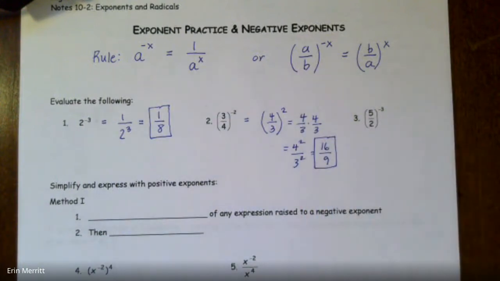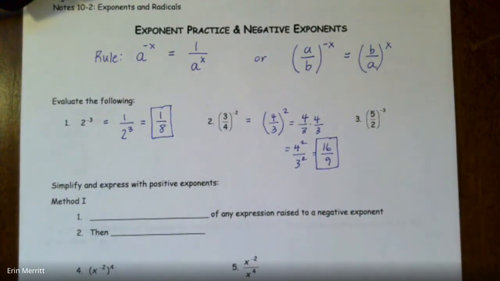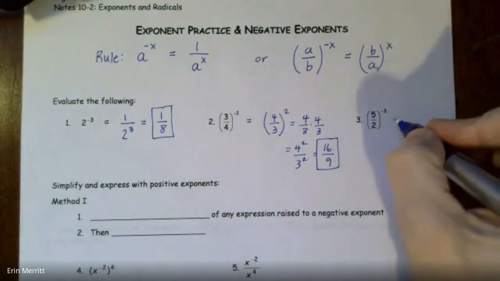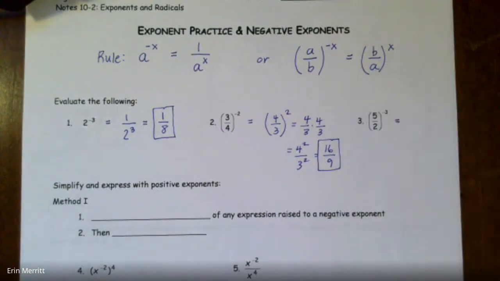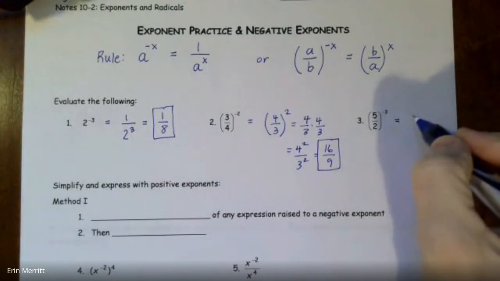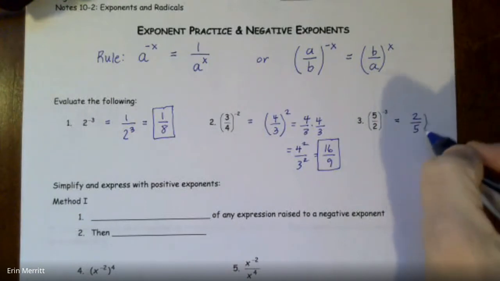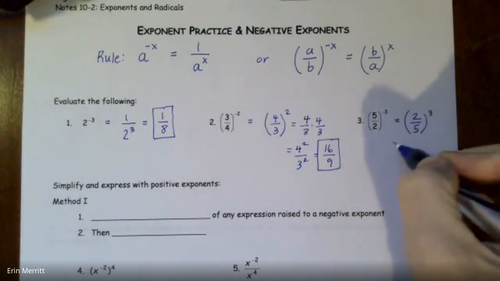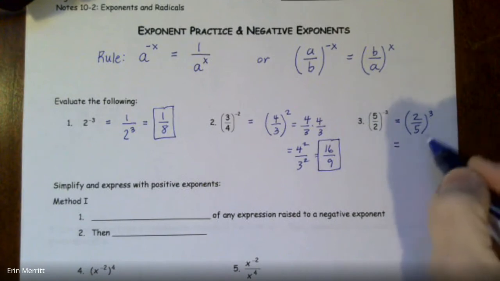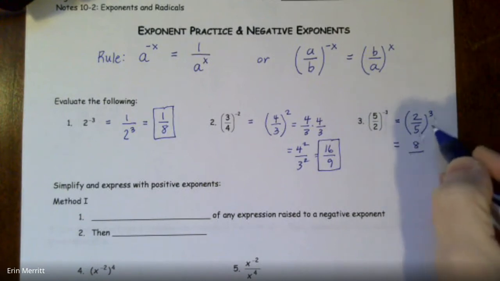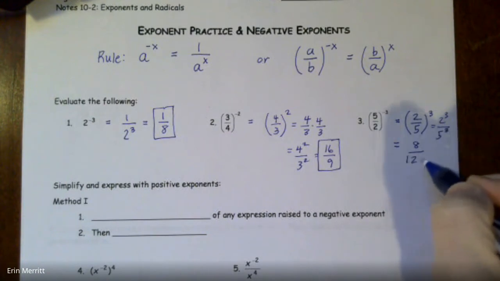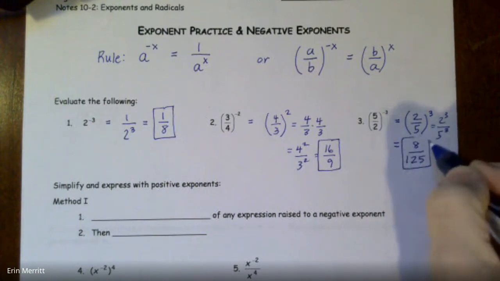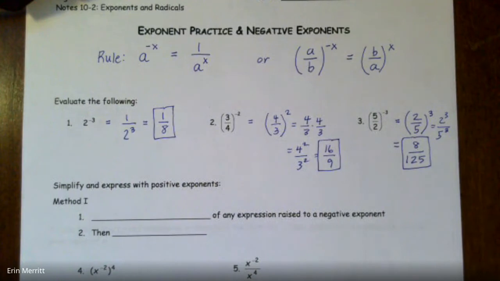Right. So if you need to, pause the video, try the last one. So hopefully you tried it. Let's quick check. Flip it over. So it should be 2/5 raised to the positive third power. So now 2 cubed is 8. 5 cubed is 5 times 5 times 5, which should be 125. All right. So when it's just one single fraction, I think it's easiest to do it like that.